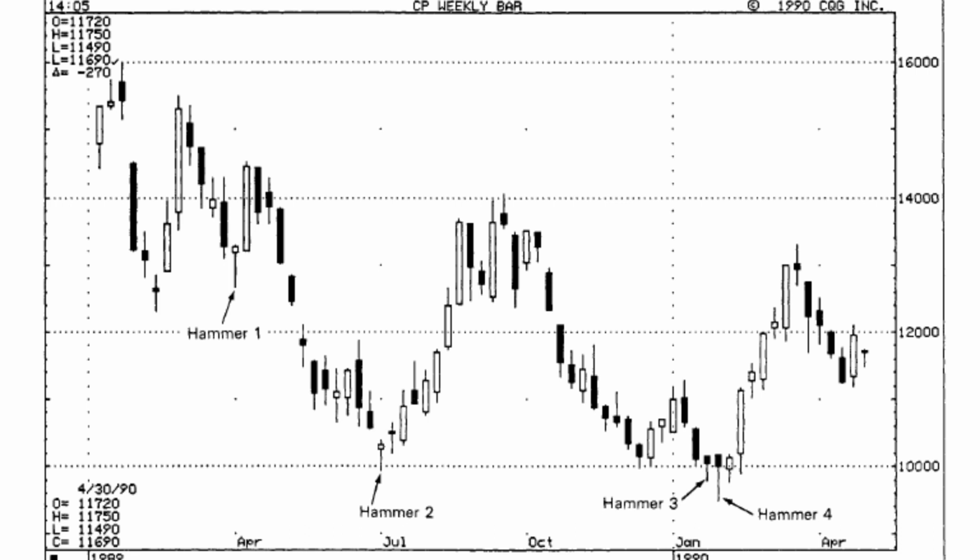Hammer 3 was not an ideal hammer since the lower shadow was not twice the height of the real body. This line did reflect, however, the failure of the bears to maintain new lows. The following week's hammer reinforced the conclusion that a bottom reversal was likely to occur.